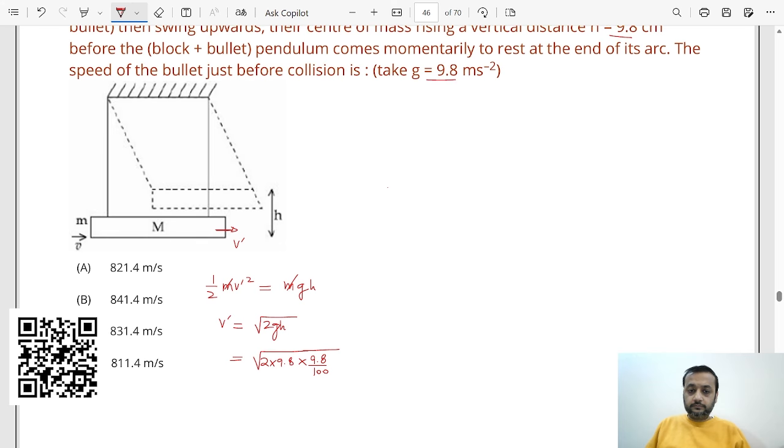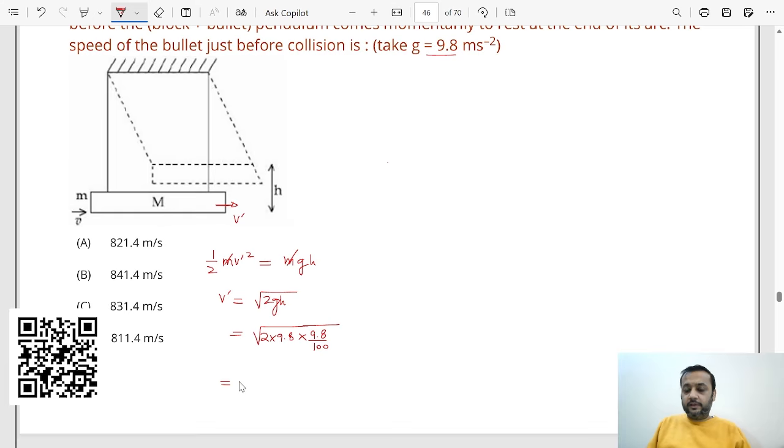All right, so that means this value will be 9.8 by 10 into root 2. This is the value in meter per second. This is the value of the speed of the entire system just after the collision. Okay. Now let's see what happens during the collision.